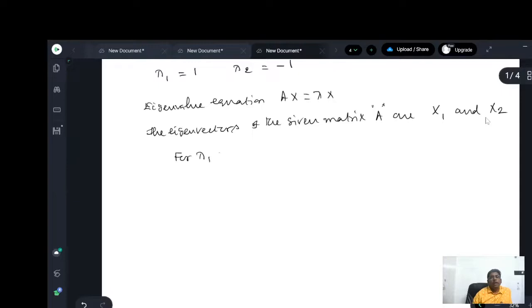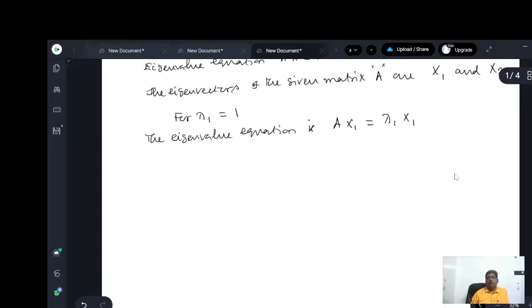For lambda 1 equal to 1, the eigenvalue equation is A into X1, which is equal to lambda 1 into X1. This is the eigenvalue equation for lambda 1 equal to 1. Now you have to put up the values. 0 minus i, i into 0. This is the value of A. Then you should assume the value of X1 as small x1, small x2. This is the value of X1, which is equal to, the value of lambda 1 is plus 1 into X1, X2. This is the value of capital X1.